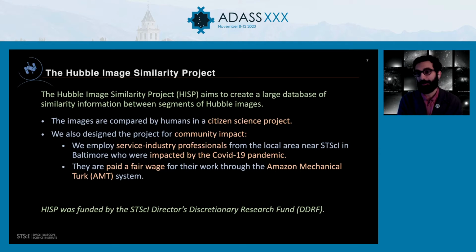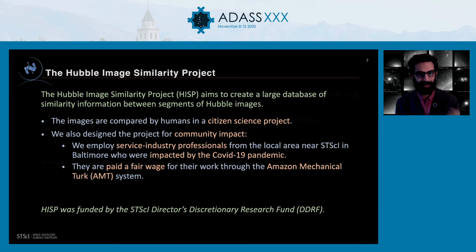We're using Hubble here because we're really familiar with it. One could easily do this with lots of different kinds of telescopes. Hubble images have lots of detail, of course, so they're a nice choice. We turn this into a citizen science project. We employed people in the service industry very close to Space Telescope Science Institute here in Baltimore, Maryland, who were impacted by COVID-19. There's a really nice fit here where people need to be able to work from home. And they need a fair wage, and we can provide that because we need their eyes.